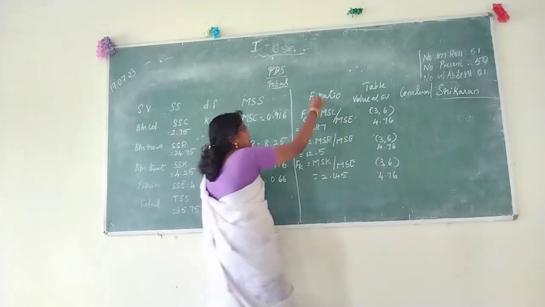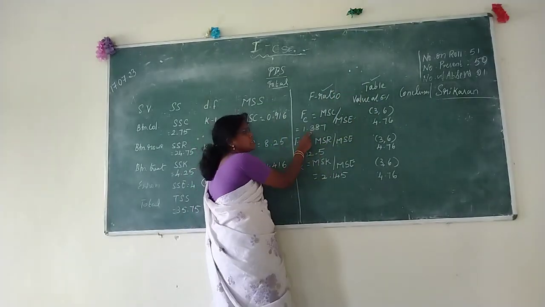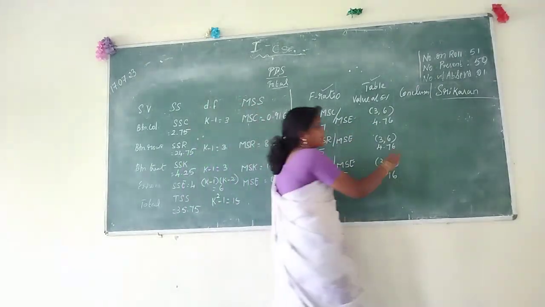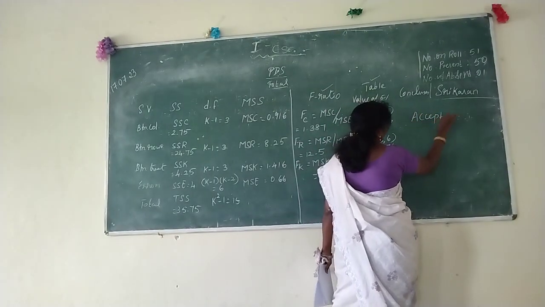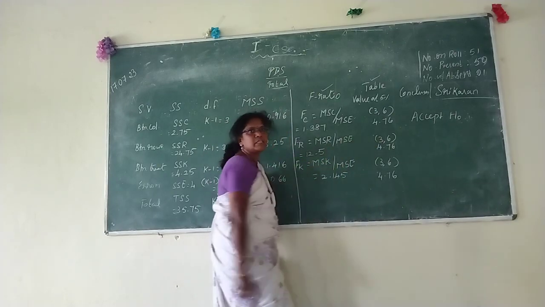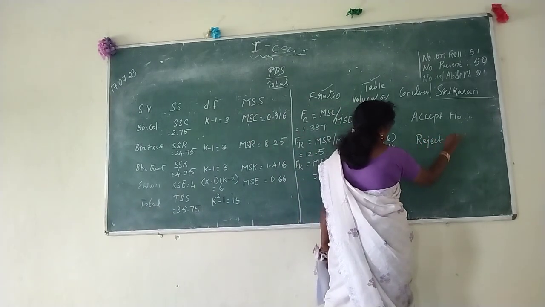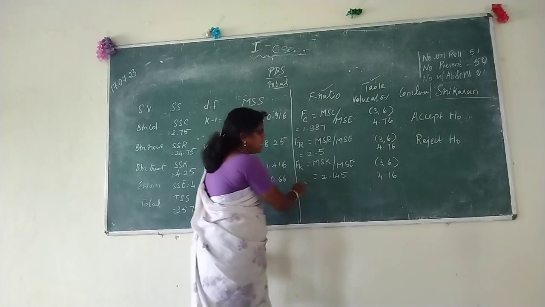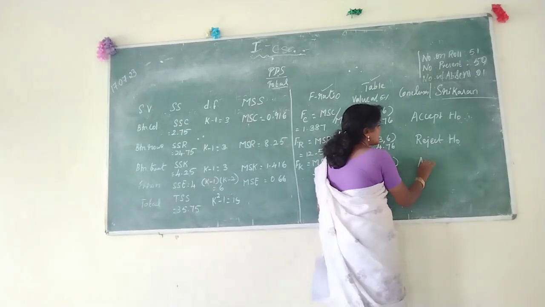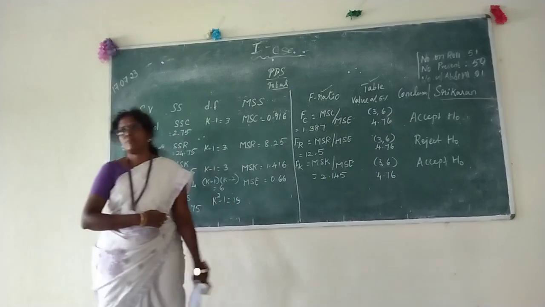Now compare these two values: expression, table value, and the conclusion. See the first value. This is less than the table value. So accept or reject? Accept. For row wise, the row value is greater than the table value. So what is the conclusion? Reject H naught. For the third one, treatments, the calculated value is less than the table value. So you are going to accept H naught.